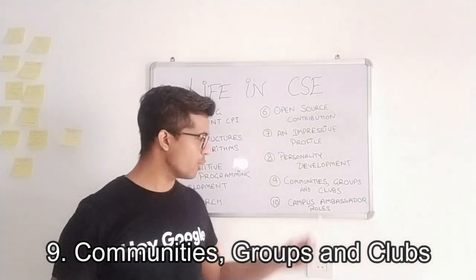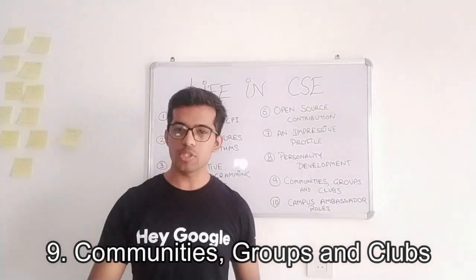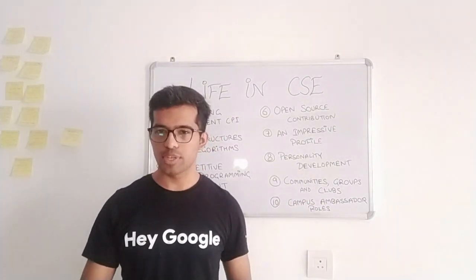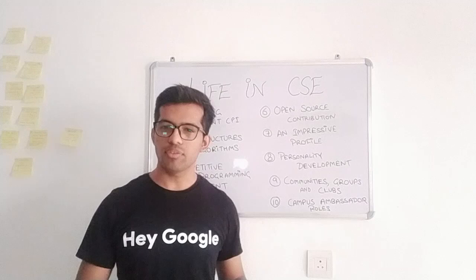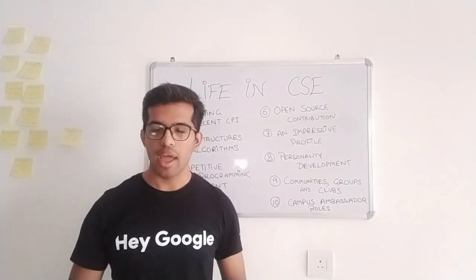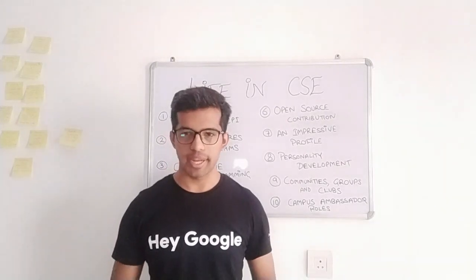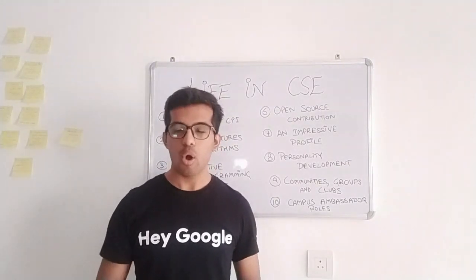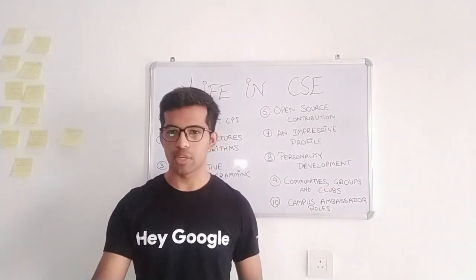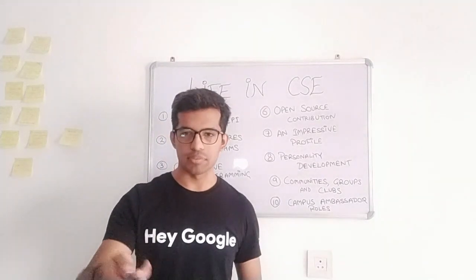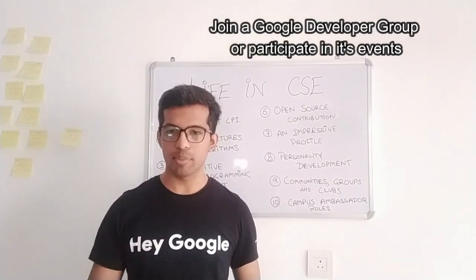And next is communities, groups and clubs. Your colleges might be having several clubs like dance club, music club, photography club, etc. Join some of them in whatever you are interested in and try to be on a better position in any of them. Try to be a part of clubs like Developer Student Clubs powered by Google, or if you do not have a DSC, that is Developer Student Clubs at your campus, you can apply to start one. You can also join communities like Google Developer Groups.